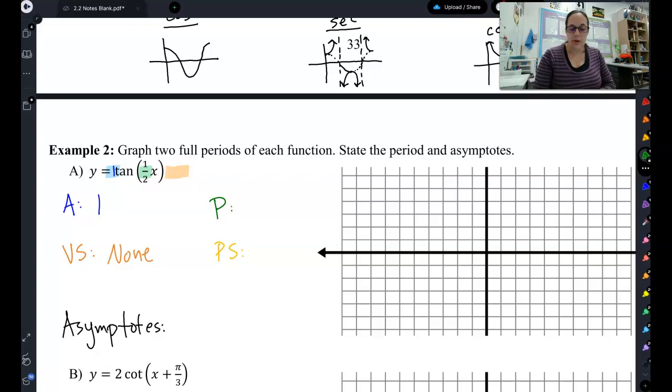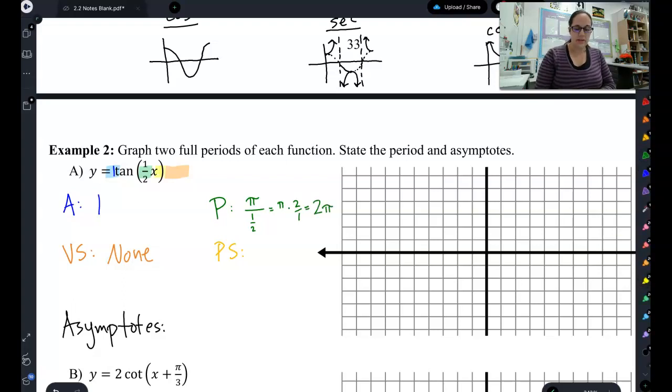So up to this point, every time we've done period, we've always done 2 pi over our number. That changes for tangent and cotangent because their basic period is only pi long. So instead of doing 2 pi over 1/2, we're going to do pi over 1/2. Keep, switch, flip to give me 2 pi, and it doesn't look like I have any phase shift this time.